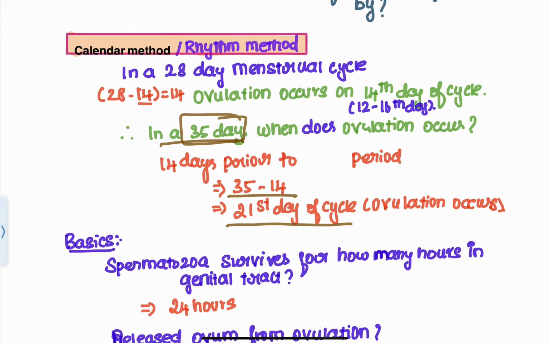So this method is actually a method of prediction. You cannot be very sure that ovulation is going to occur on this particular day only. You can just give a rough variable that it is going to occur between the 12th to 16th day of the menstrual cycle. But if the cycle of the female is prolonged, as we see now, in a 35-day cycle, ovulation occurs only on the 21st day of the menstrual cycle.